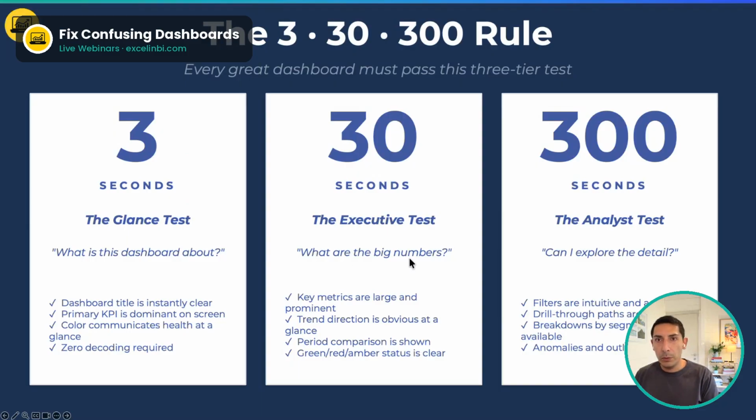So if you can count 1, 2, 3 until 30 seconds, you should be well able to answer this other question, which is, for example, the key metrics like large prominence, trend directions, and period comparison, all those kinds of elements that will let you start to create your questions. And lastly, in 300 seconds, you should be able to explain all you have seen before with drill-down information.